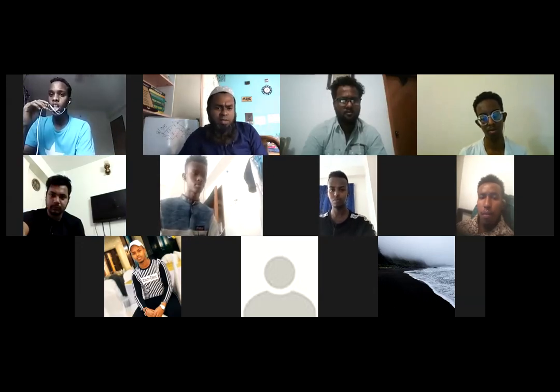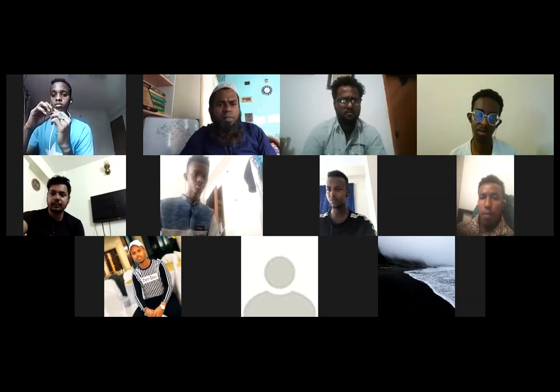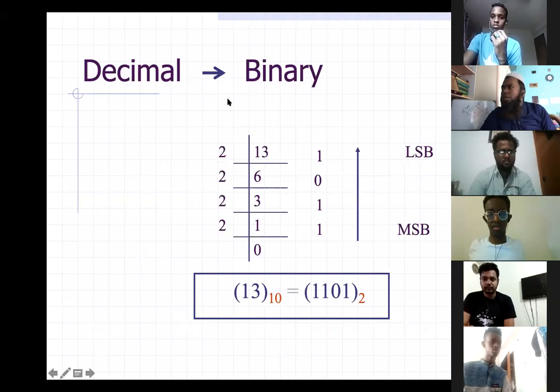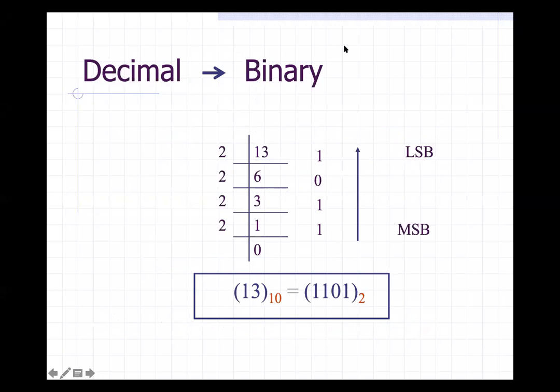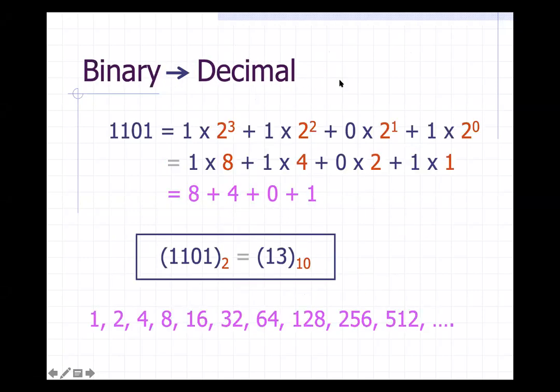Okay, now our shared screen. So now binary to decimal, this is very simple. These are all multiplying by two. Now we start counting. Start from the zero base: base zero, base one, two, and three. If your value increases, your base increases. Clear? Yes. So we start from the right side.